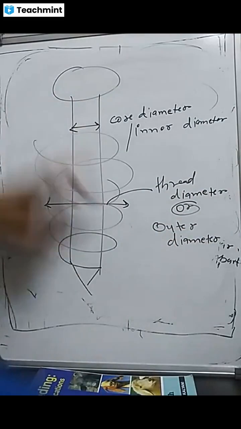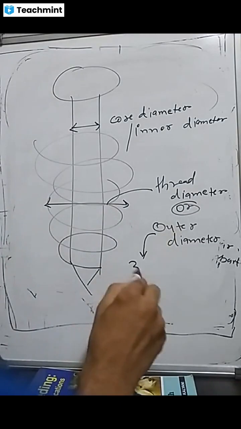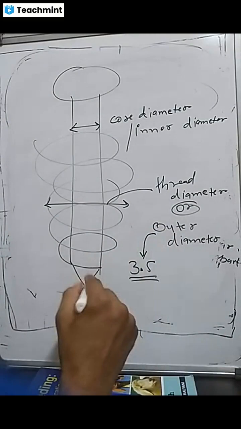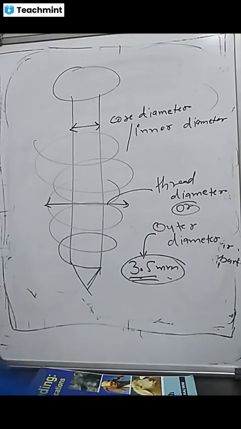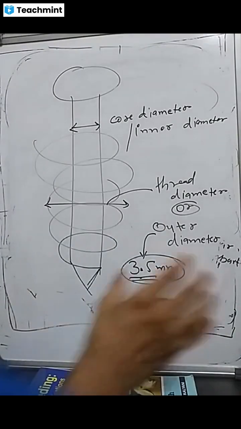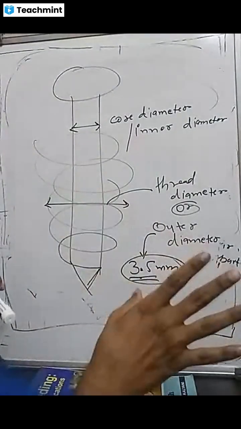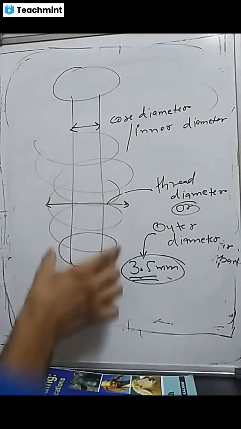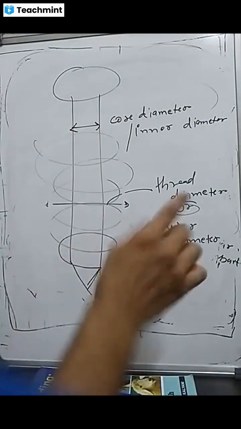So why study these two diameters of the thread? If you go to the market and ask the seller, give me a 3.5 screw, or a 4.5 screw, the seller clearly understands that you are asking about the thread diameter. You are asking about the outer diameter.